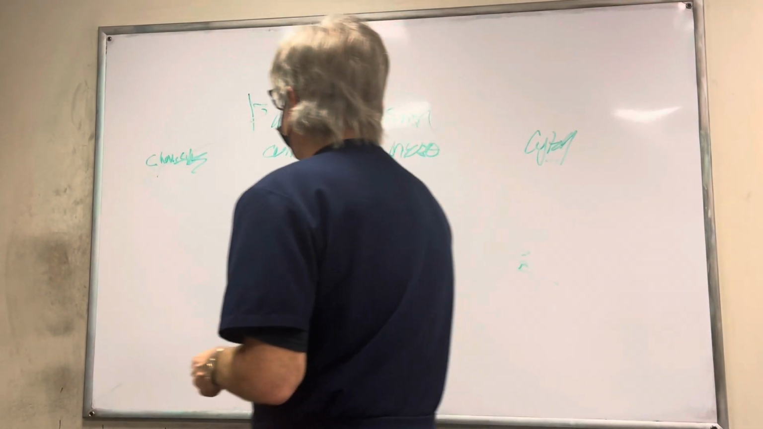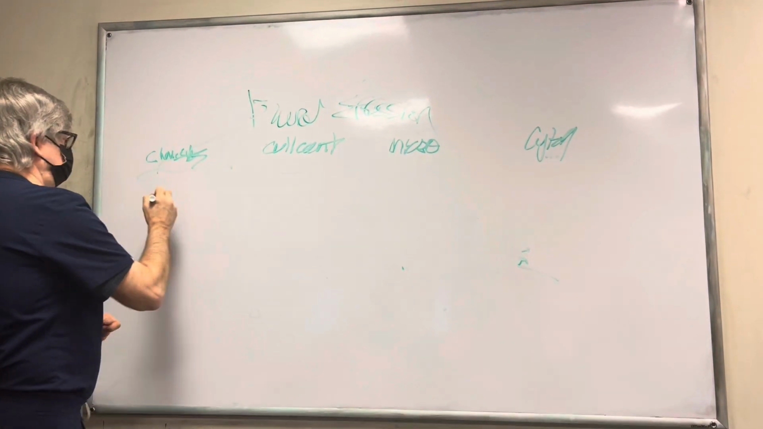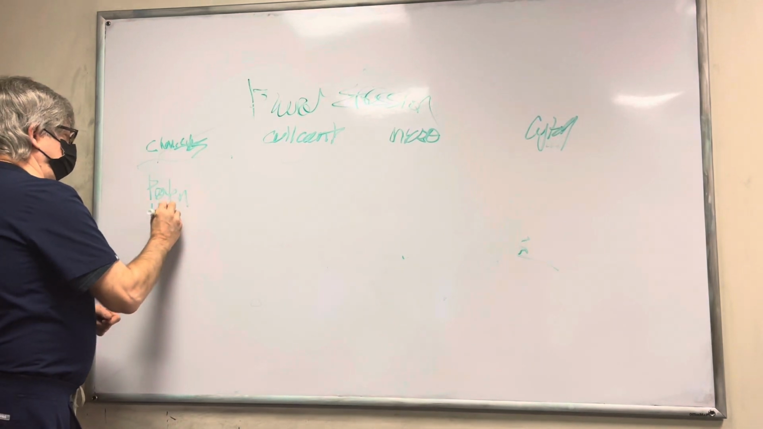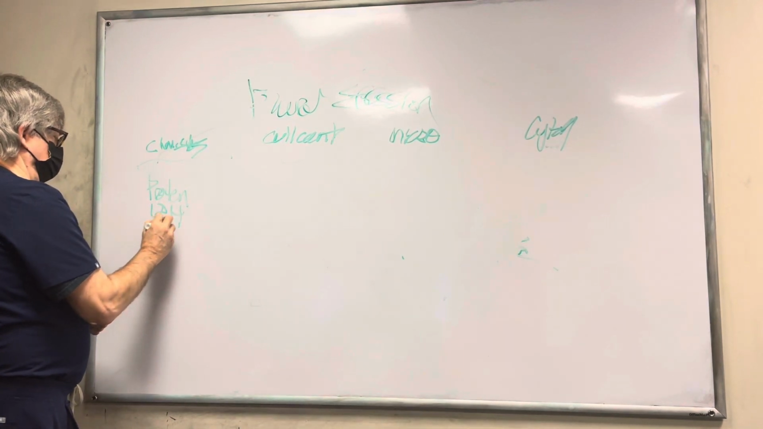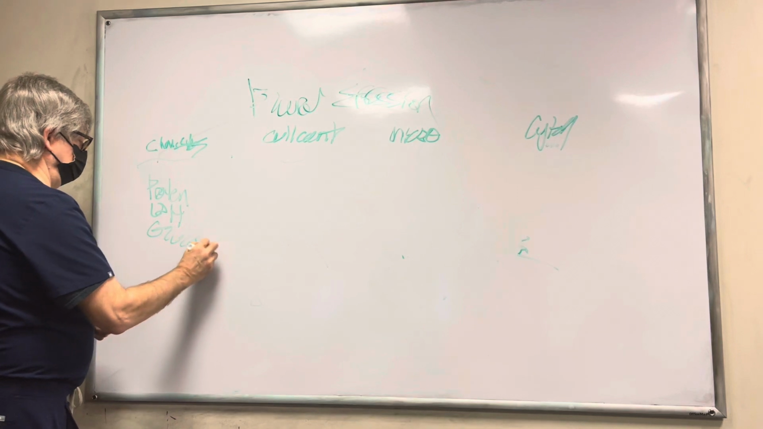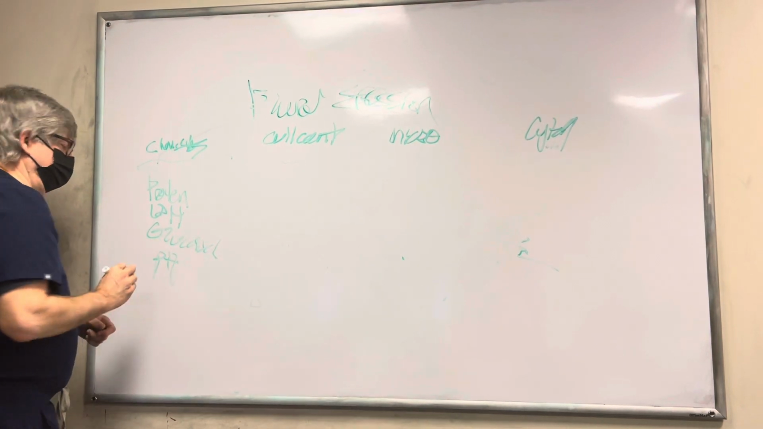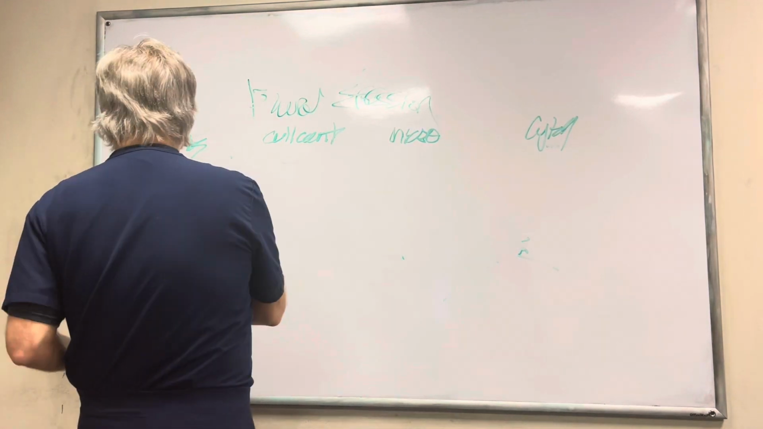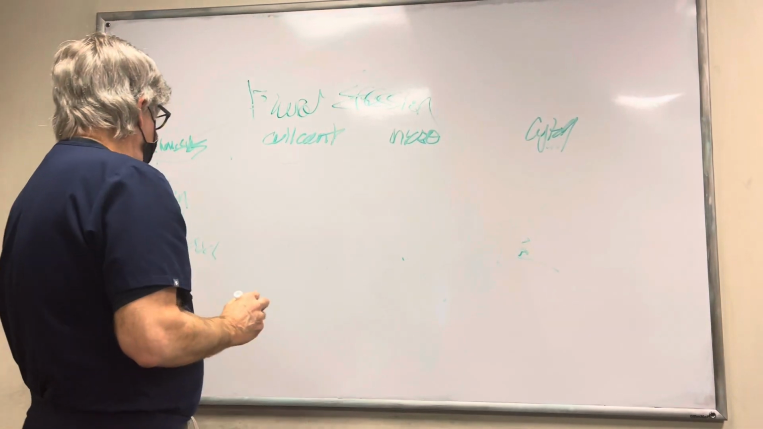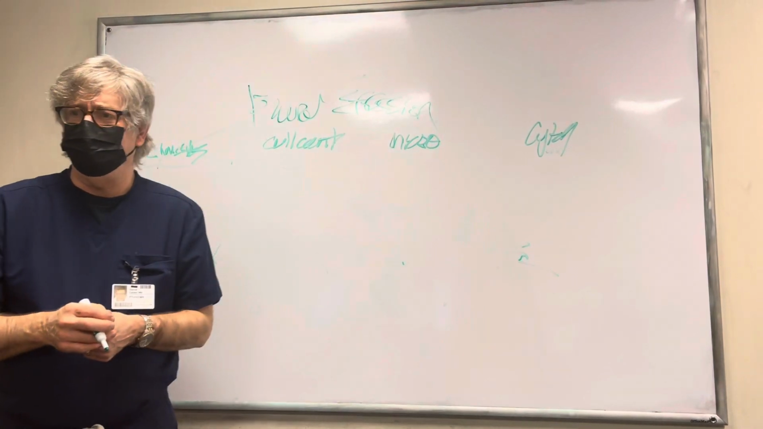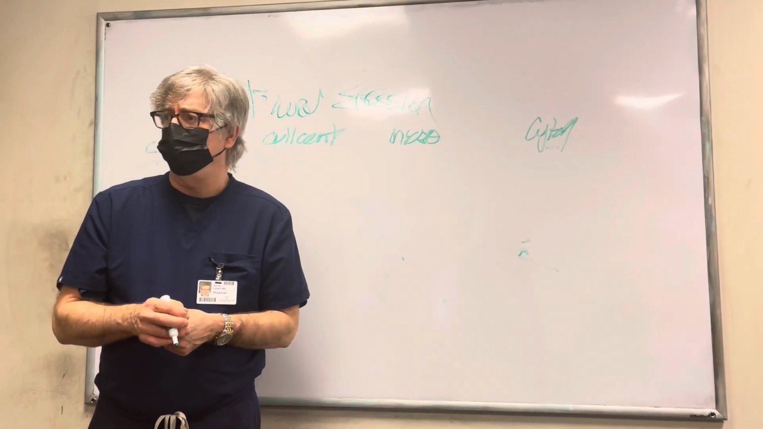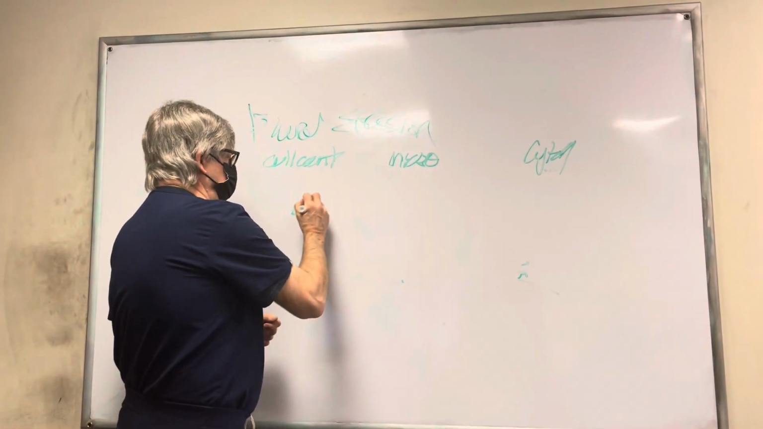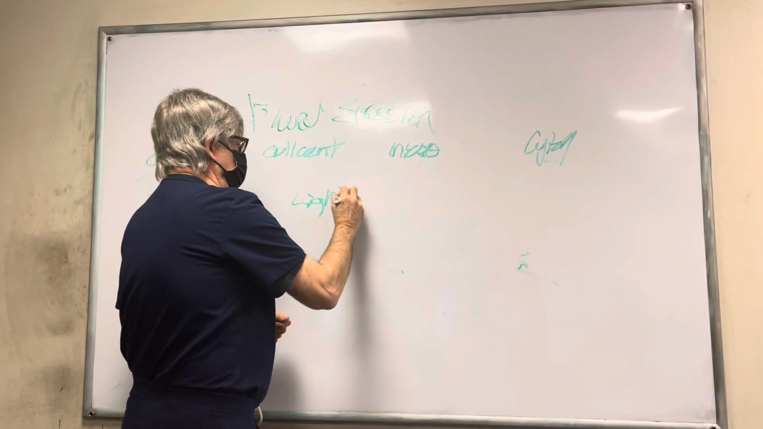So the most important thing is the chemistry. And with the chemistry, you're going to get a protein, an LDH, and a glucose. And sometimes you're going to get a pH. And even less often, you're going to get an amylase. I'm not even going to put amylase down here. So the protein and the LDH are going to be used to determine whether you have a transudate or exudate. And the criteria that are used are Light's criteria.